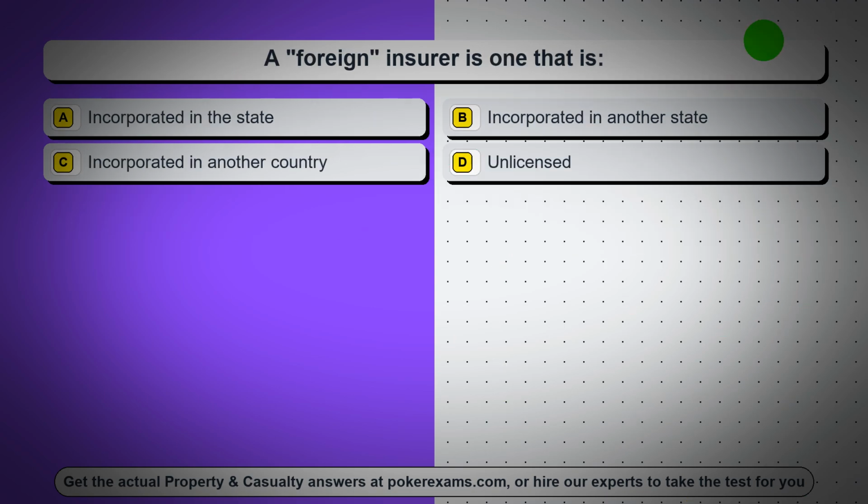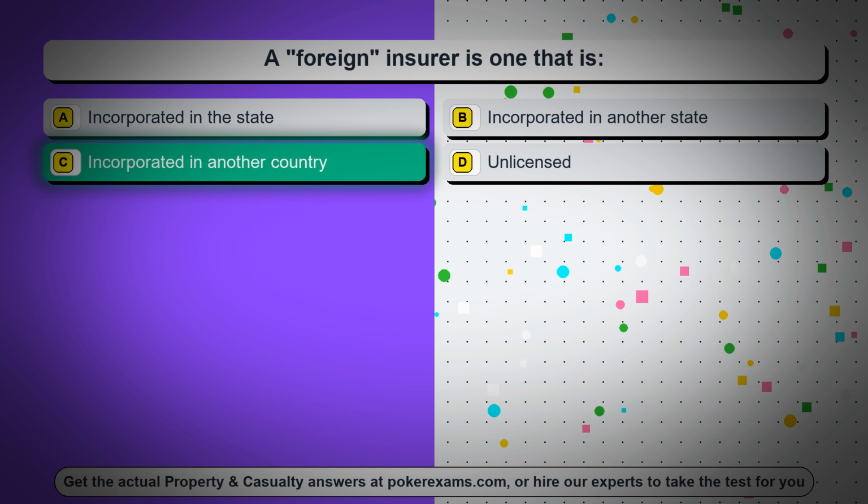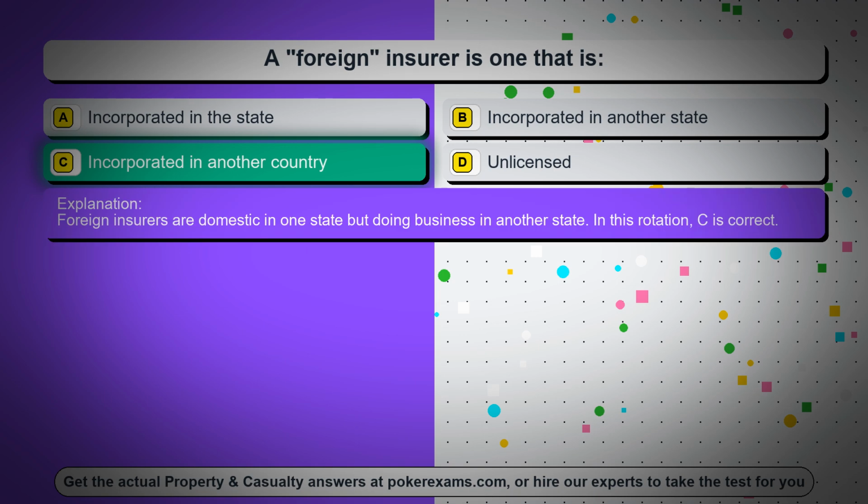Question 99. A foreign insurer is one that is option A. Incorporated in a state. Option B. Incorporated in another state. Option C. Incorporated in another country. Option D. Unlicensed. The correct answer is option C. Incorporated in another country. Foreign insurers are domestic in one state but doing business in another state. In this rotation, C is correct.